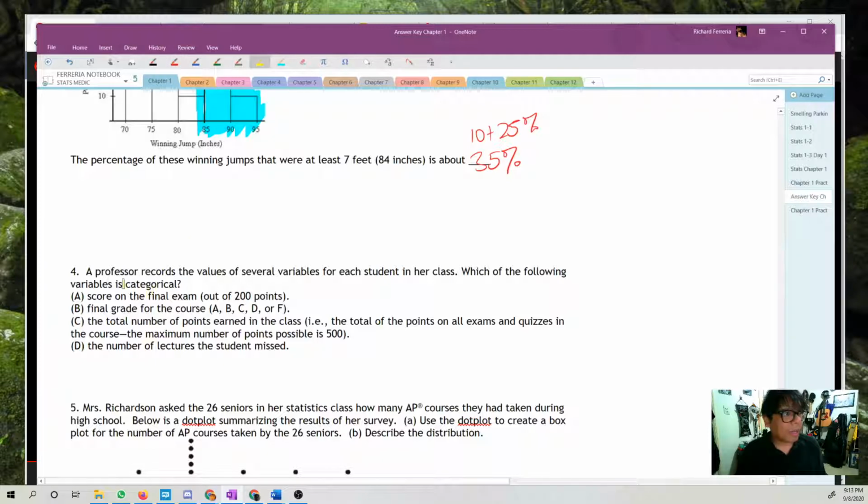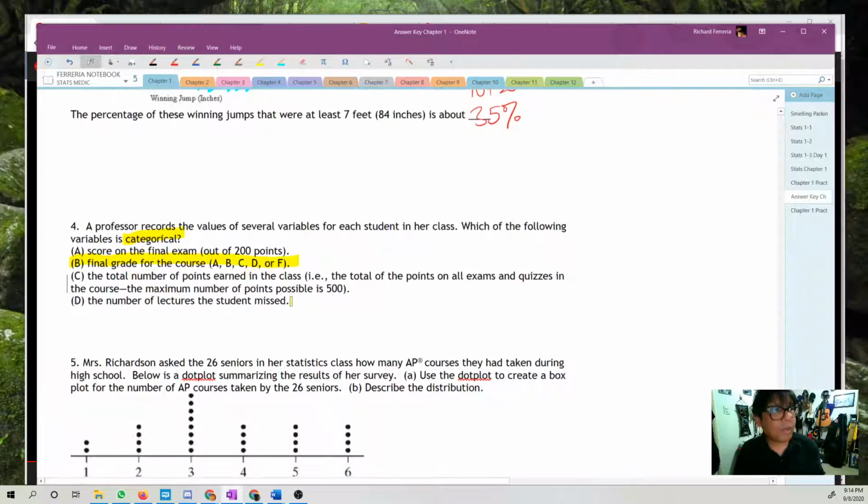And just for fun, we're going to go over the rest of these. The total number of points in the class, again, that answer is going to be numerical. Some number, so that's quantitative. The number of lectures a student missed, that's also a number, and that number does make sense in order. So that's going to be quantitative as well.